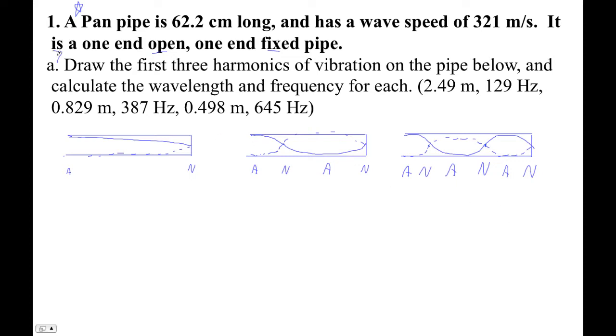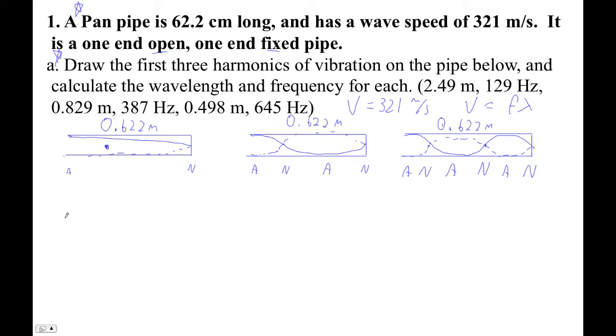So we just drew them, right? And we know the velocity is 321 meters per second, and we're going to use v = fλ to figure this out. And then we know that these lengths are 0.622 meters, even though they don't look the same length, they are. So calculate the wavelength. The wavelength is not hard.